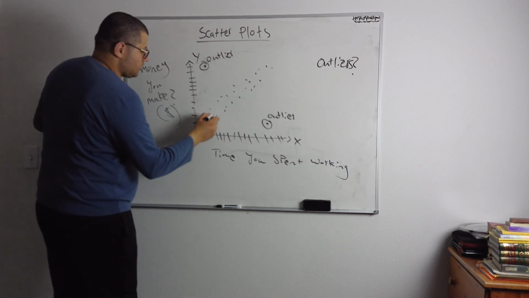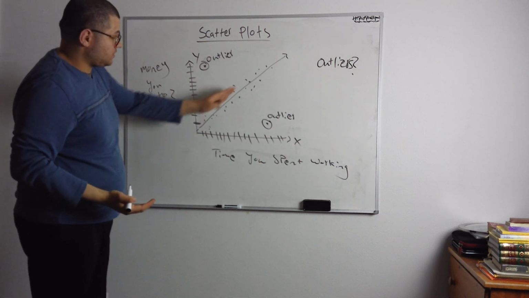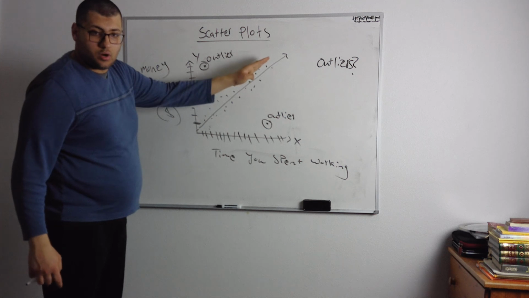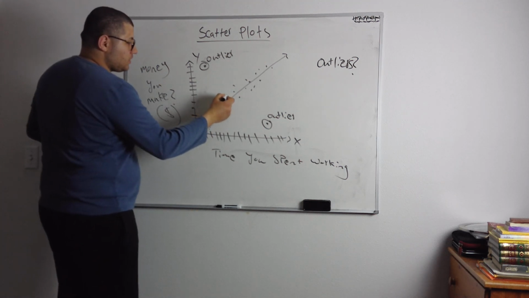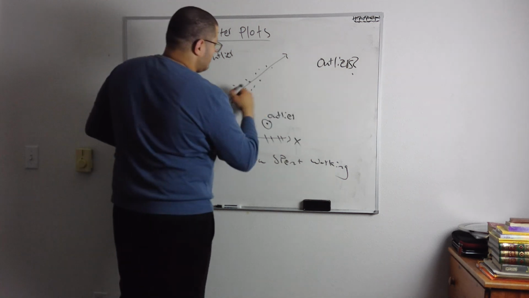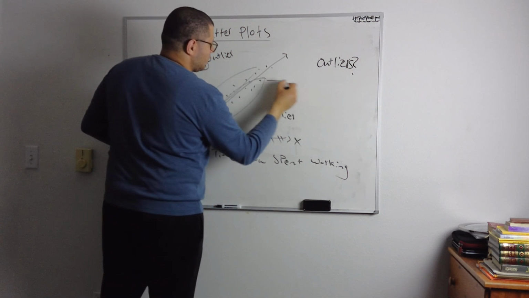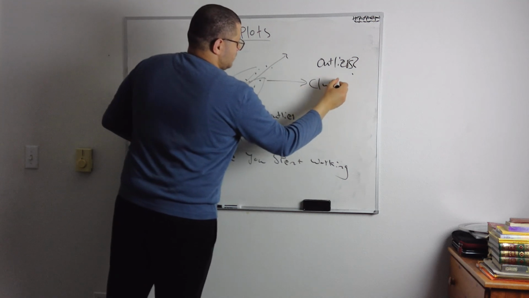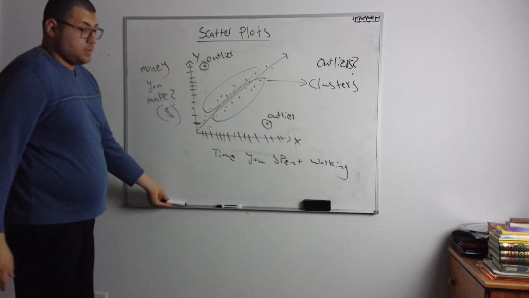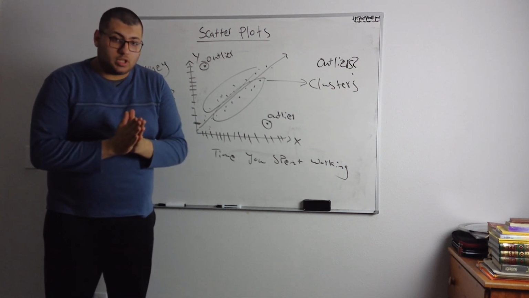But here we draw the line here because it's the real representation of the data. So this is a positive trend with two outliers, and it has what? Linear correlation. And those points around the line are called what? They're called clusters. These points around the line right here are called clusters. Okay?